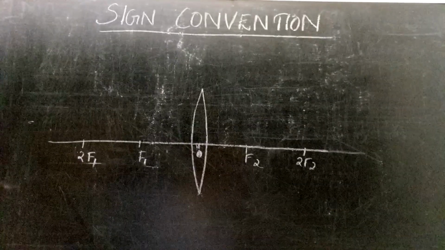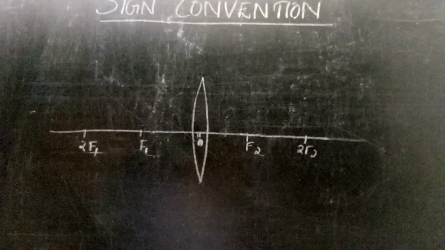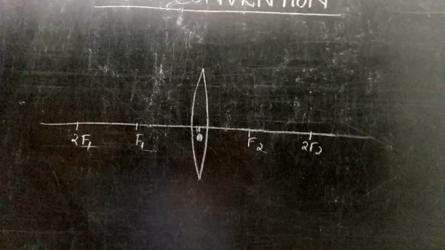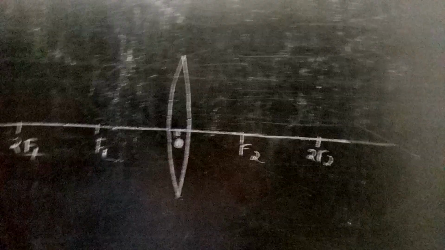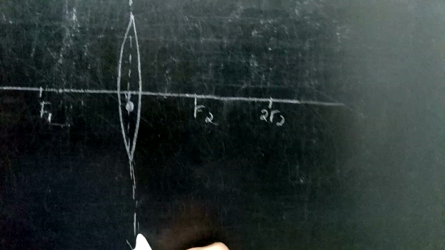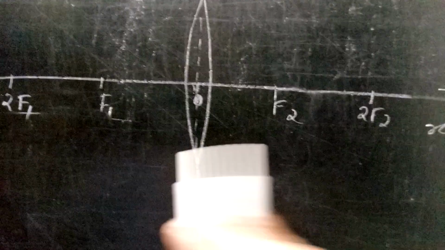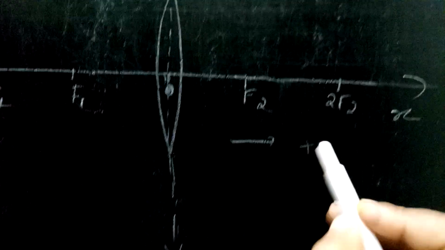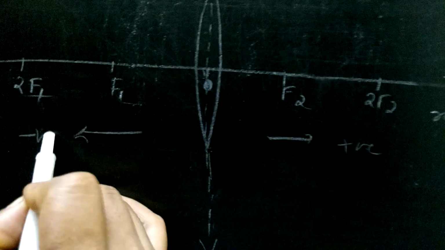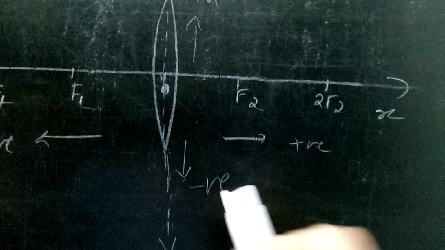Now, sign convention used in spherical lenses. Just like spherical mirrors, here also we have to apply the sign convention. Here the optical center is taken as the origin, this is the y-axis, and the principal axis acts as the x-axis. Towards the right it will be positive, and towards the left it will be negative, upward positive and downward negative.